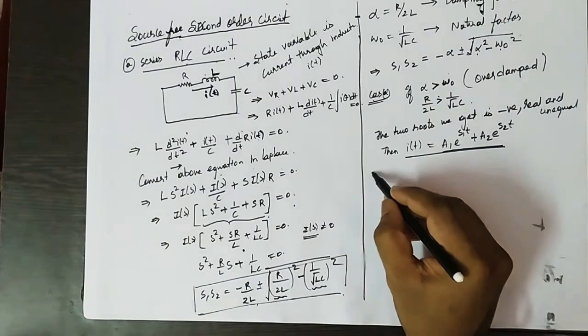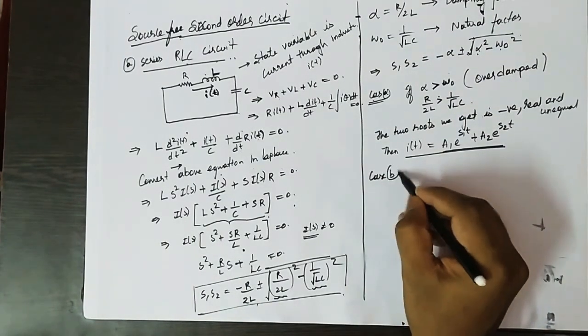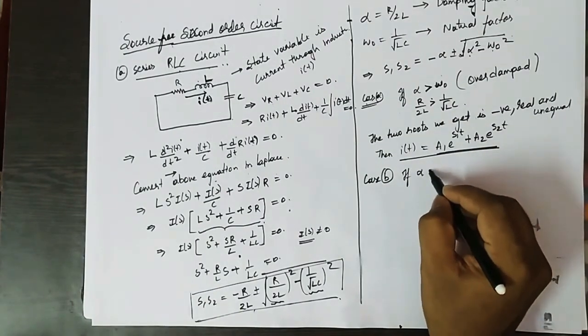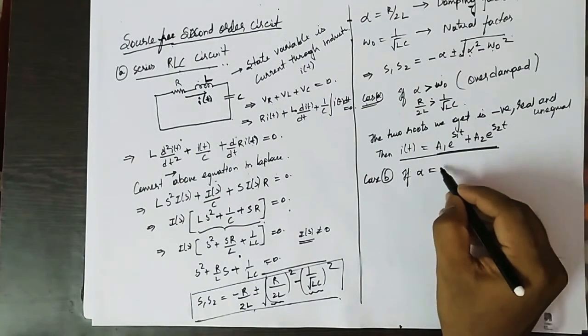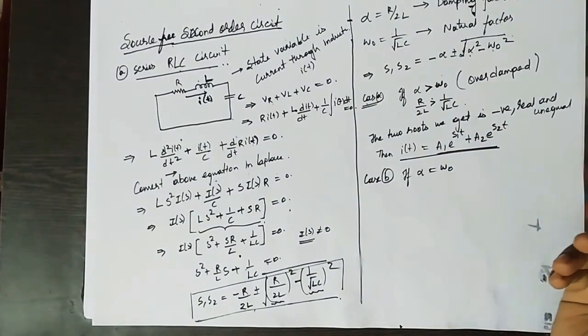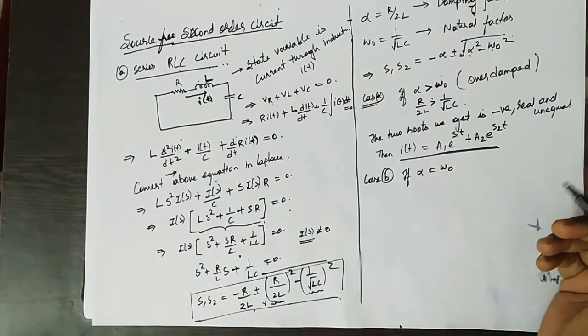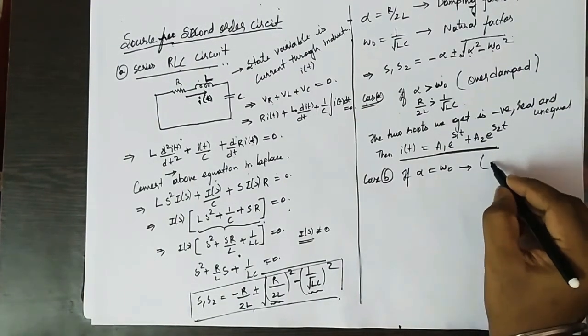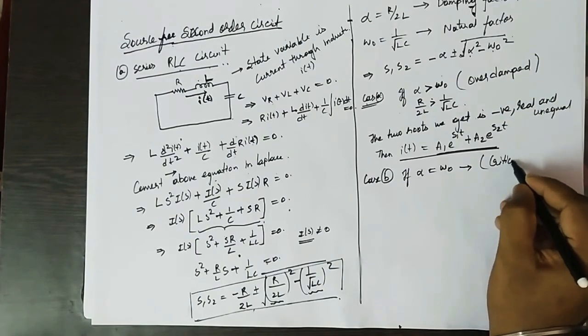Okay. Now case B: if alpha equal to omega naught, then the response here is called critically damped.